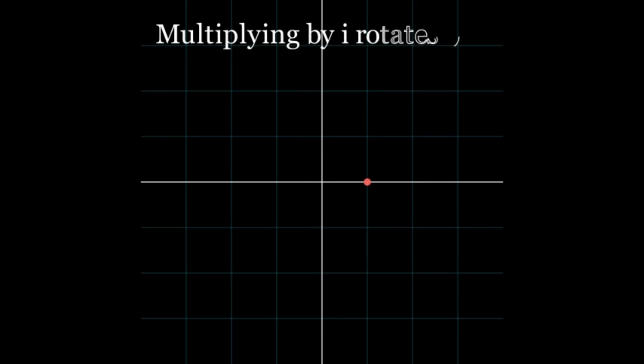Multiplying by i rotates the number 90 degrees around the origin. So, if you start at 1 on the horizontal axis and multiply by i, you move straight up. Multiply by i again, and you're at -1, and so on.